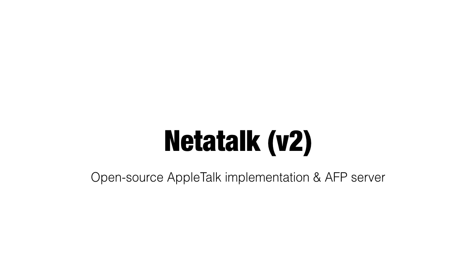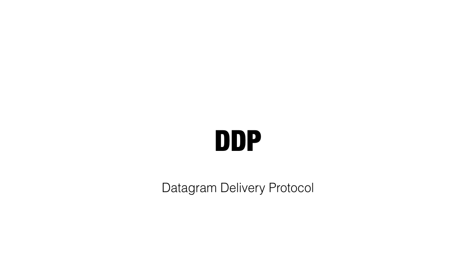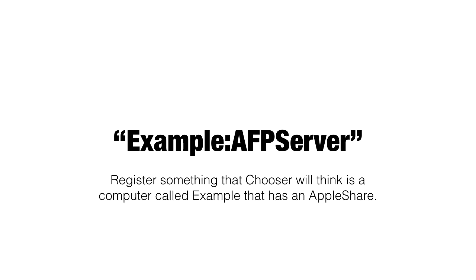It's called Netatalk. Most people think of this as the software they run on their Linux box that lets them do Time Machine backups to it. But version 2 is actually a full AppleTalk, like old world AppleTalk implementation. So I was able to use that and its support for the various protocols, DDP, ATP, NBP, all sorts of other things ending in P, to pretend to be a server that I could talk to.